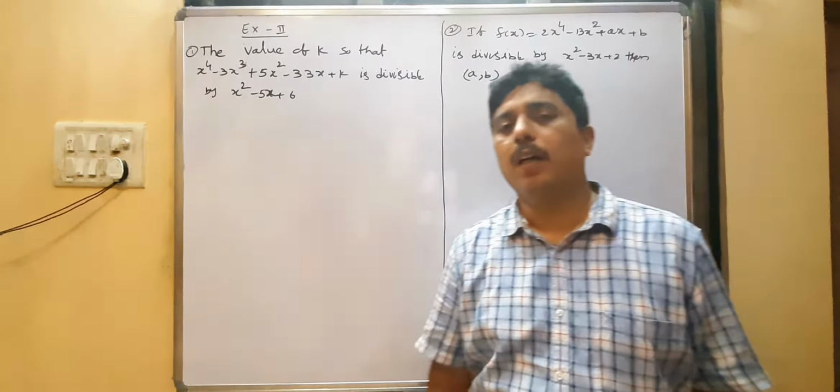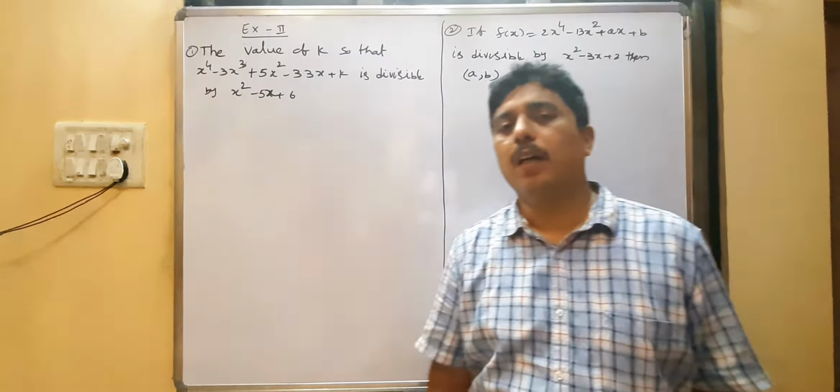B value is S2, the sum of the product of two roots. Sum of the product of two roots means 1 into 2, plus 1 into 3, plus 1 into 4, plus 2 into 3, plus 2 into 4, plus 3 into 4. So b obviously is 2 + 3 + 4 + 6 + 8 + 12, that is 35.